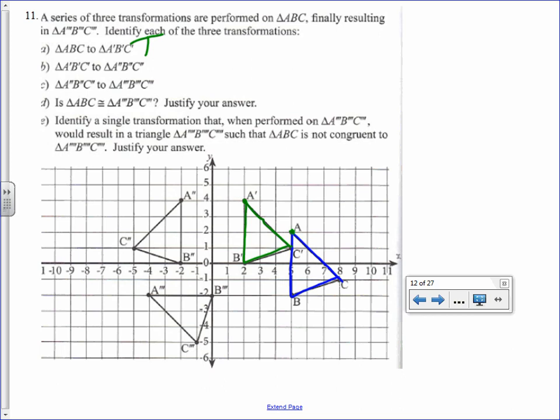When I'm doing a translation, I always list the x-coordinate first. I'm going negative 1, 2, 3. And my y is 1, 2, positive.